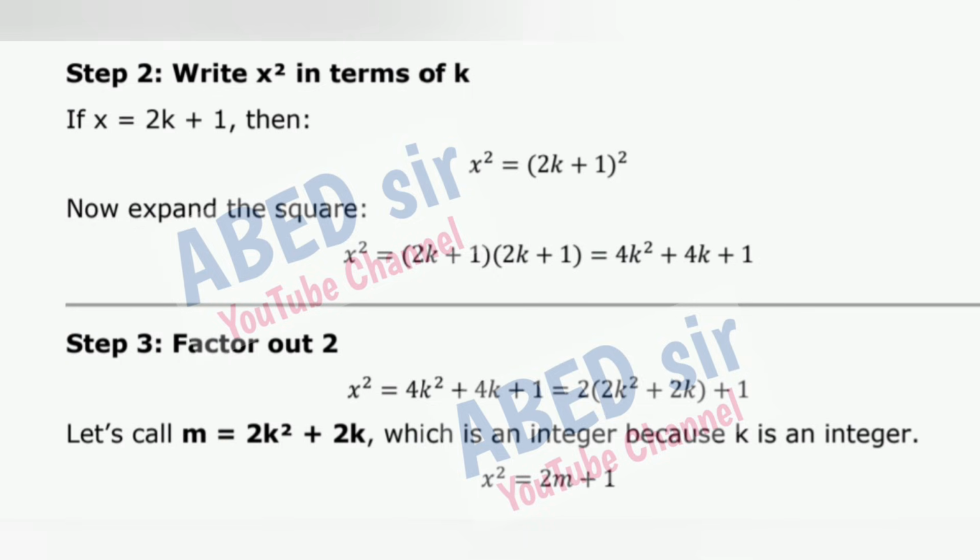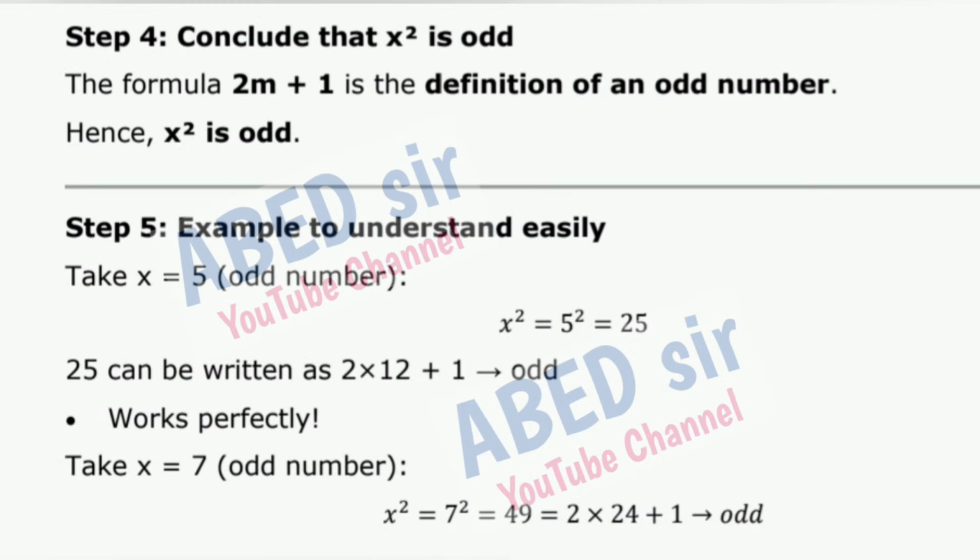Let's call m = 2k²+2k, which is an integer because k is an integer. So x² = 2m+1. Step 4: conclude that x² is odd. The formula 2m+1 is the definition of an odd number. Hence, x² is odd.